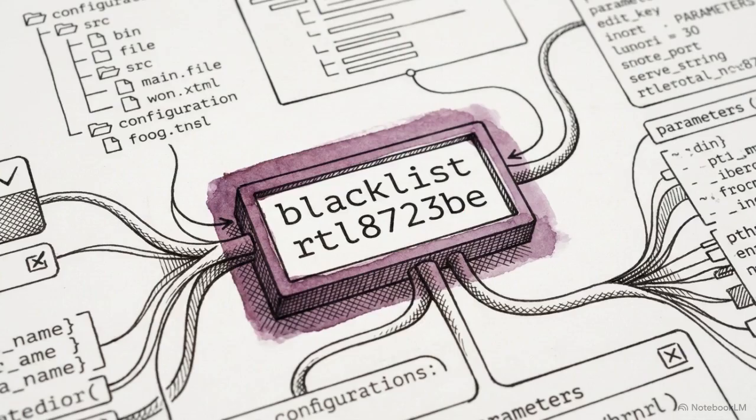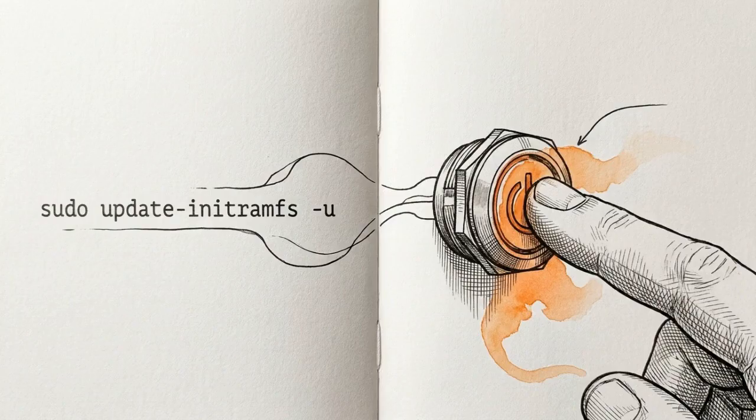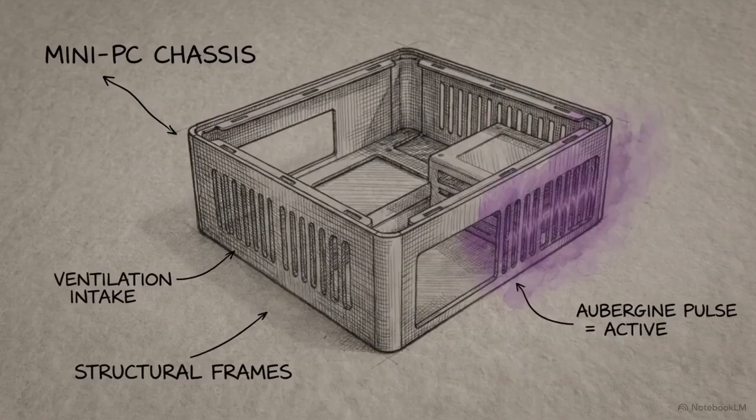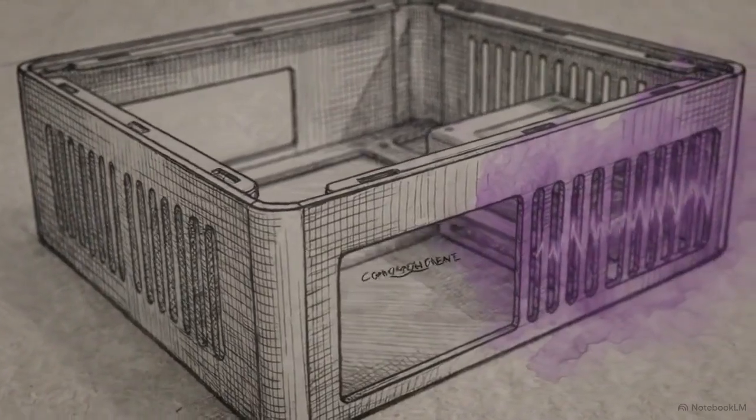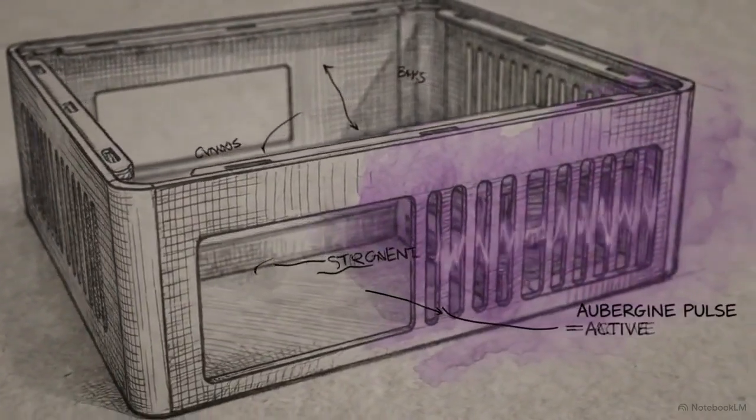In the terminal, use this command to add blacklist rtl8723be to a new configuration file within the /etc/modprobe.d directory. Run sudo update-initramfs -u to update the startup files, then reboot the machine. This configuration stops the driver from loading at boot. The hardware defect is neutralized without needing to physically disassemble the computer.